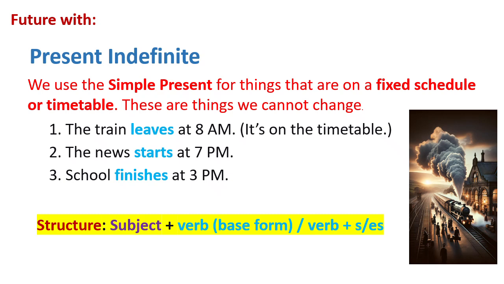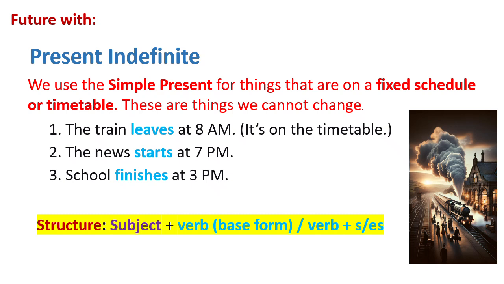These are things we cannot change. Of course, it is not in our control. We are not the authority. The authority is outside. Okay, it is from the other side. So we have no control. We can't change. For example, the train leaves at 8 a.m.